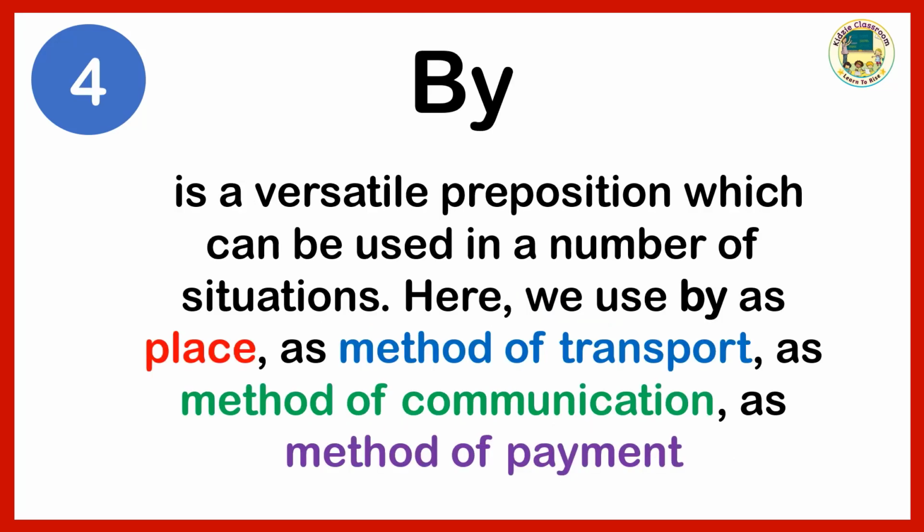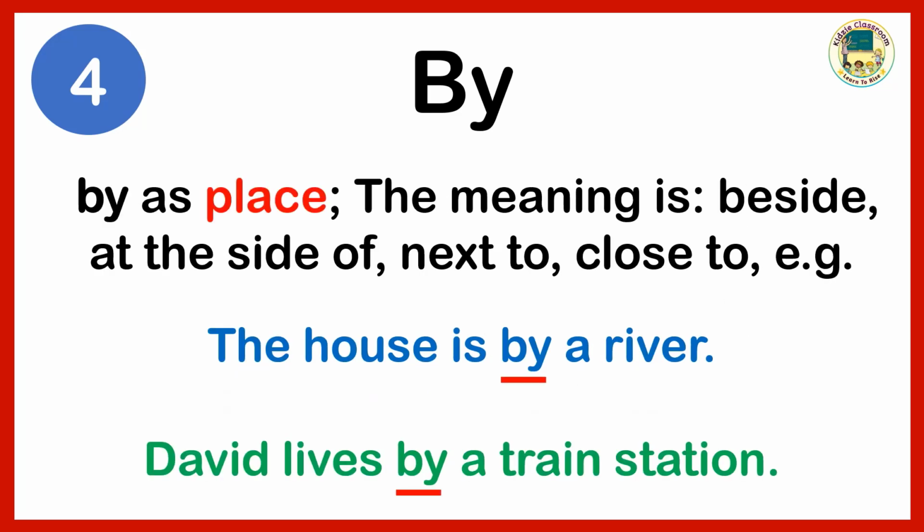Next preposition is by. By is a versatile preposition which can be used in a number of situations. Here we use by as place, as method of transport, as method of communication, and as method of payment. Now let's talk about by as place. The meaning is beside or at the side of and next to or close to.